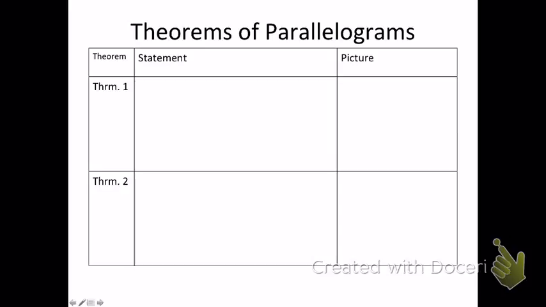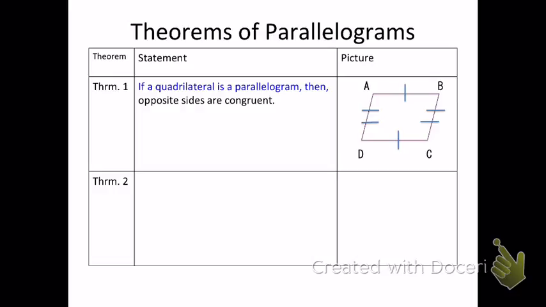So Theorem 1 states, if a quadrilateral is a parallelogram, then opposite sides are congruent. There's that term, congruent. Congruent means equal or the same. So a quadrilateral, a 4-sided shape, is a parallelogram, and opposite sides are congruent. So let's look at the picture. In this picture, we have parallelogram A, B, C, D.